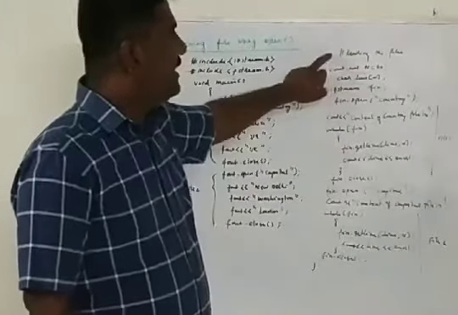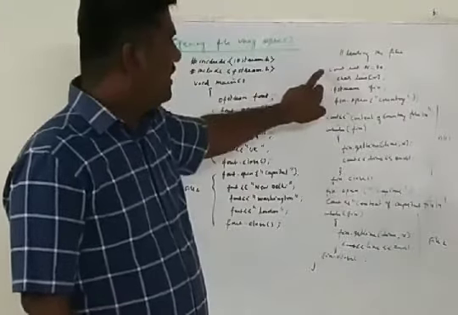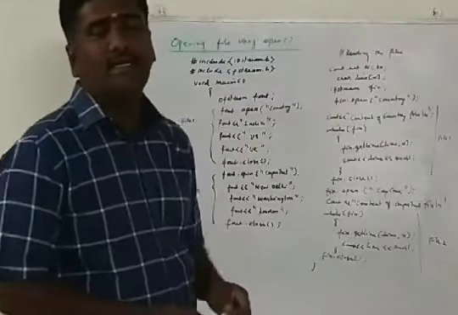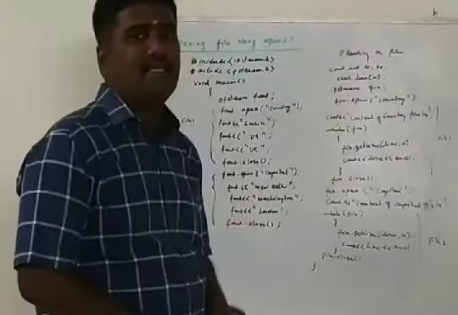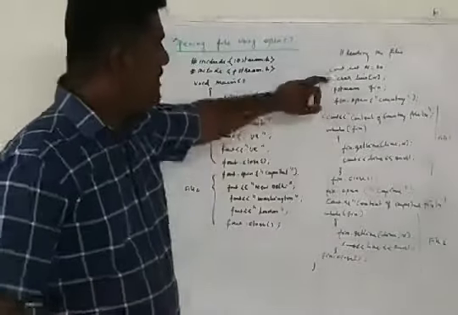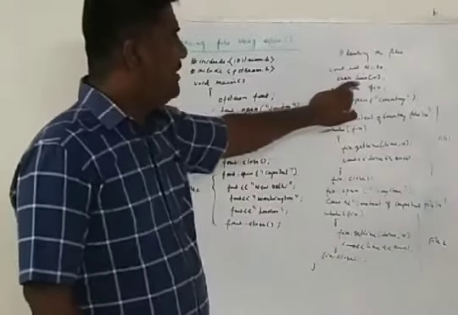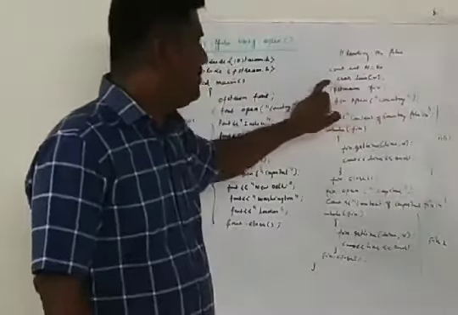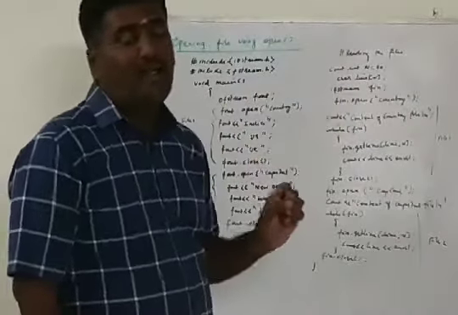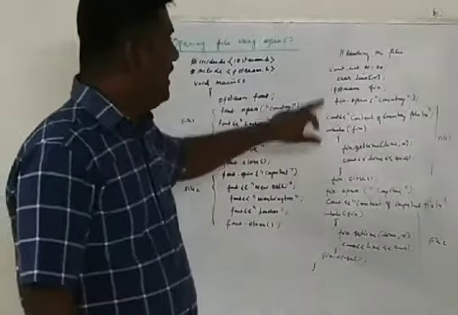So here we are reading the file. Here we create a constant integer variable called n. The size of n is 80. Next we create a character variable line. The line size is n, and n is nothing but 80. That means a character array line of 80.